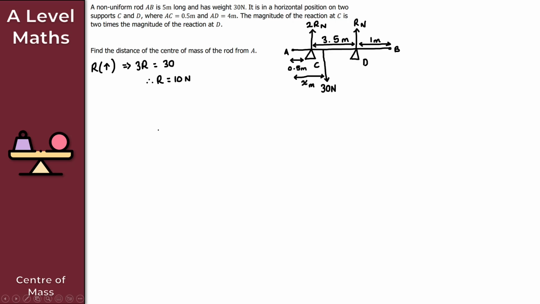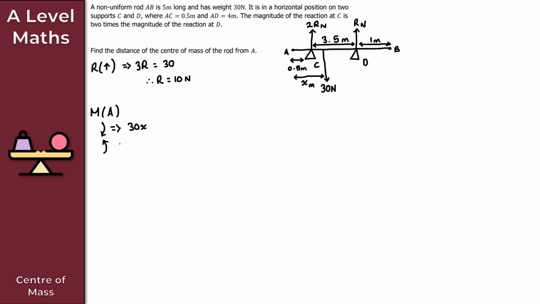Now what we're going to do is take moments. I'm going to take moments about A. What I need is the clockwise moments and the anti-clockwise moments. For the clockwise moments, it will actually just be the one force, because imagine you hold the rod at A. If I push downwards, that would produce a clockwise moment. The other two forces produce anti-clockwise moments. So, nice and straightforward for the clockwise moment: my perpendicular distance is x meters, so it's just x times the magnitude of the force, which is 30. I get 30x.